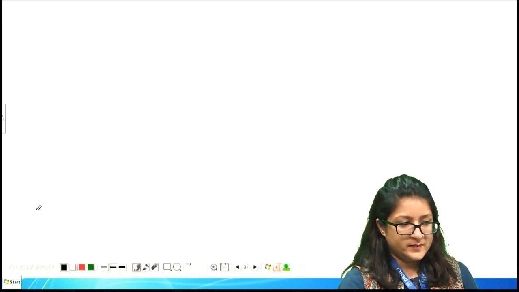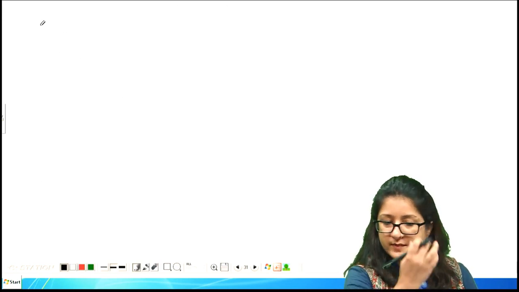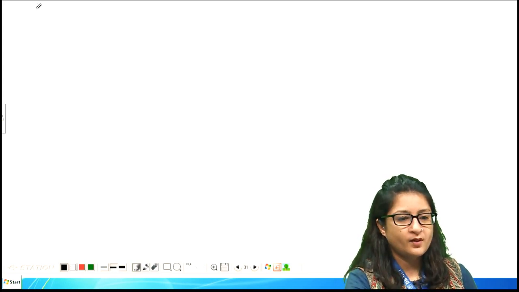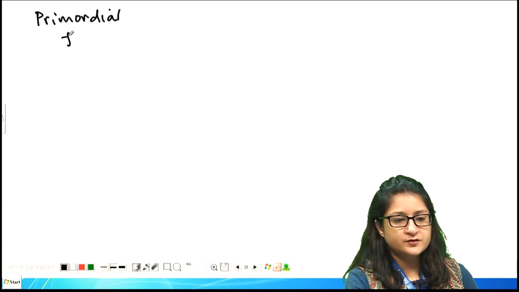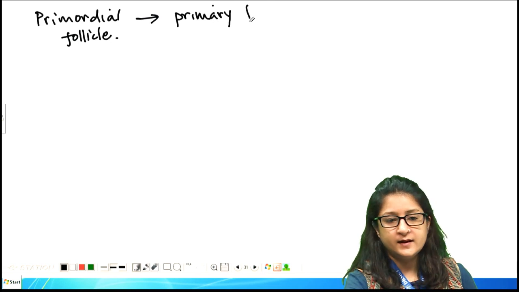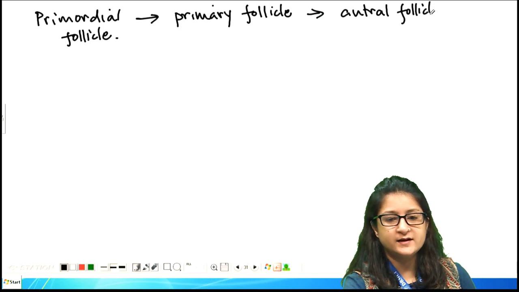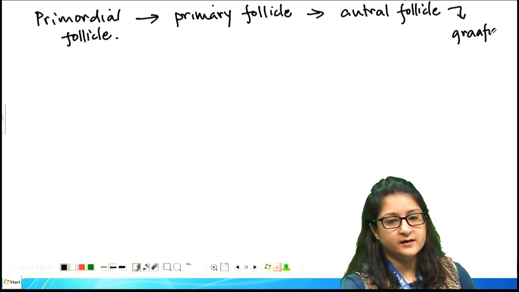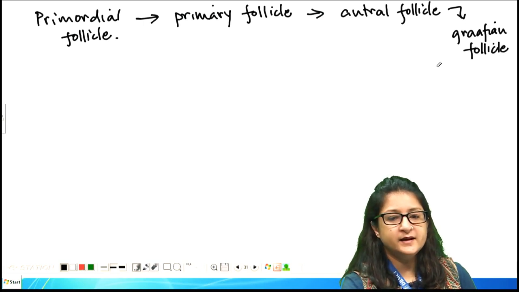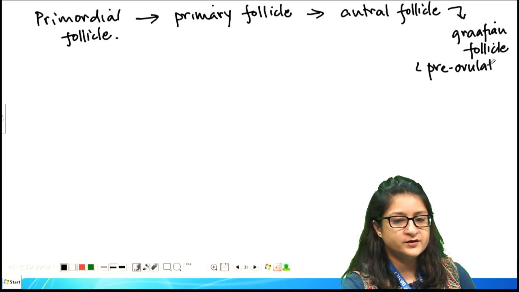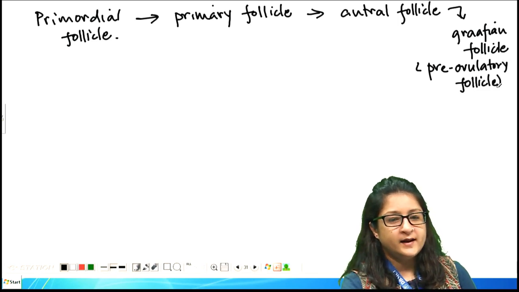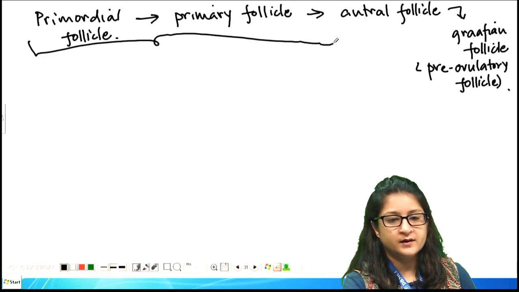Now, what else in the menstrual cycle do you have to remember? It all begins with the primordial follicle. The primordial follicle forms the primary follicle, and then it will form the preantral and antral follicles, and finally the graafian follicle. This graafian follicle is the preovulatory follicle.